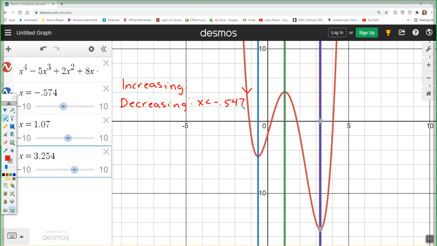Okay, I'm going to put my increasing ones up top here, so I'll draw a line between them. Is that okay, guys? Okay, what's happening between here and here, the blue line and the green line? So that's increasing from negative 0.574 less than X less than, what's this X value right here for the green line? Was that 1.07?